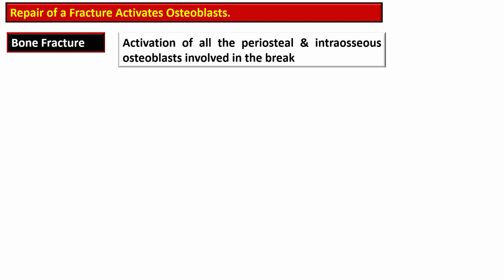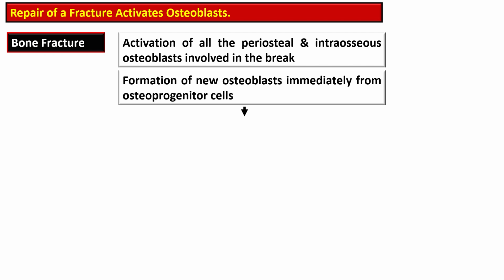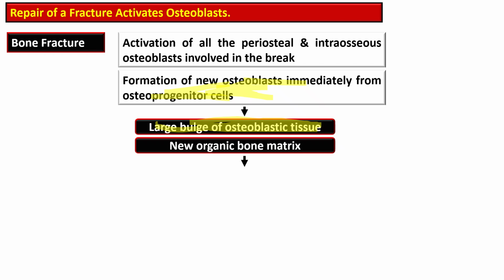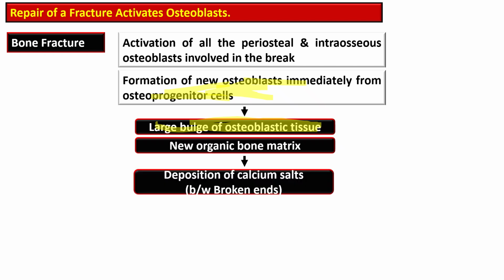Osteoblasts, or bone forming cells, in the periosteum and bone interior are maximally activated in the case of a fracture. Osteoprogenitor cells, the bone stem cells in the membrane, rapidly differentiate into new osteoblasts, and this creates a large population of osteoblasts that are ready to build bone. So a large bulge of osteoblastic tissue is formed between the two broken ends, and these osteoblasts lay down new organic matrix that is termed osteoid. Soon after, calcium salts are deposited, forming a hard callus and stabilizing the fracture.